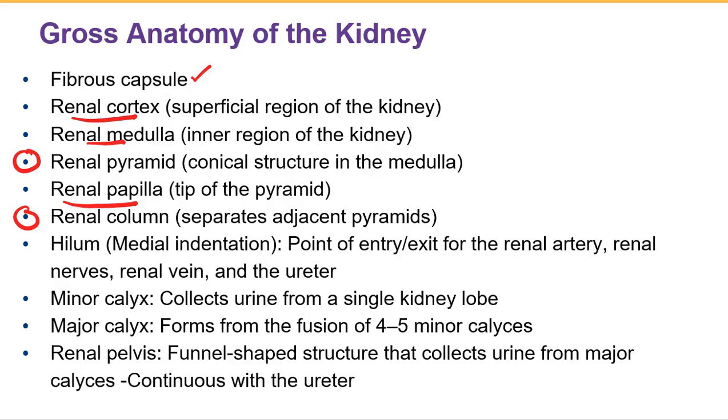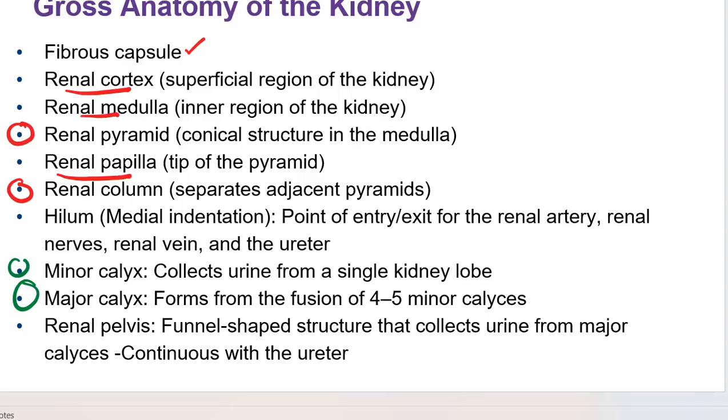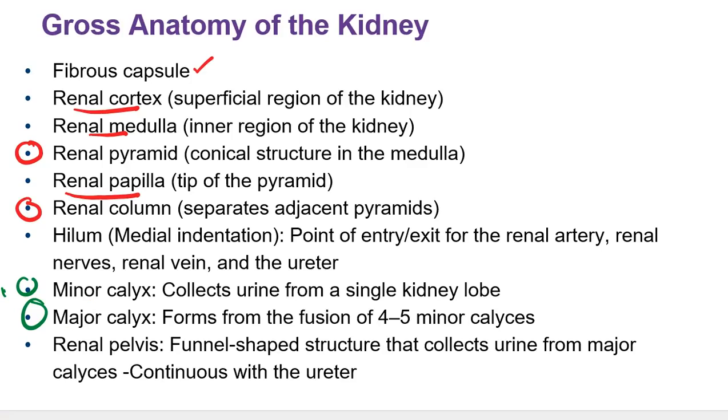And then we also talked about the minor calyx and major calyx, which are found in our renal pelvis. The minor calyx collects the urine from the renal medulla, and the major calyx is formed by fusion of 4 or 5 minor calyces. So major calyx and minor calyx together make the renal pelvis. Then we can say the renal pelvis is a funnel-shaped structure collecting urine from major calyces directly and continuous with the ureter.